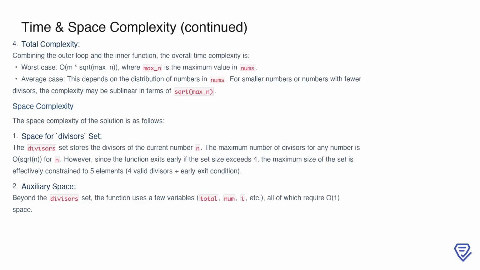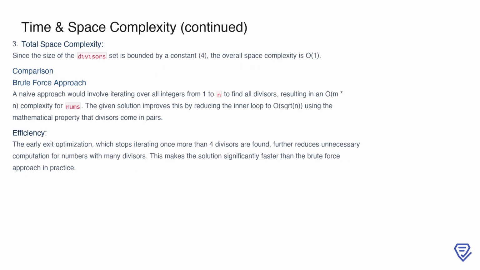Beyond this, the solution uses a few auxiliary variables, like total and i, which require constant space. Therefore, each of these components contributes to an overall space complexity of O(1). In total, the space complexity of the solution remains O(1), thanks to the constant bound size of the divisors set and the limited usage of auxiliary variables.